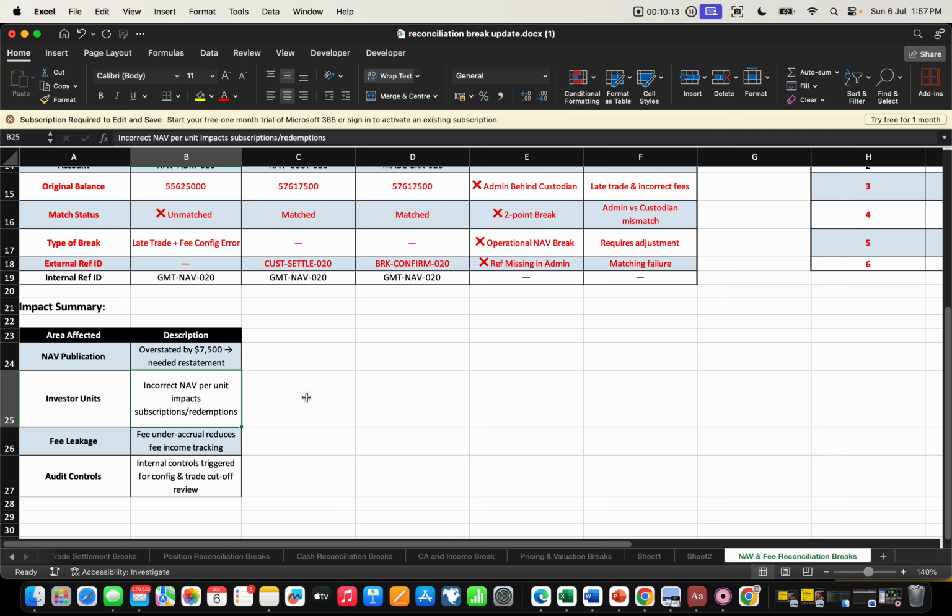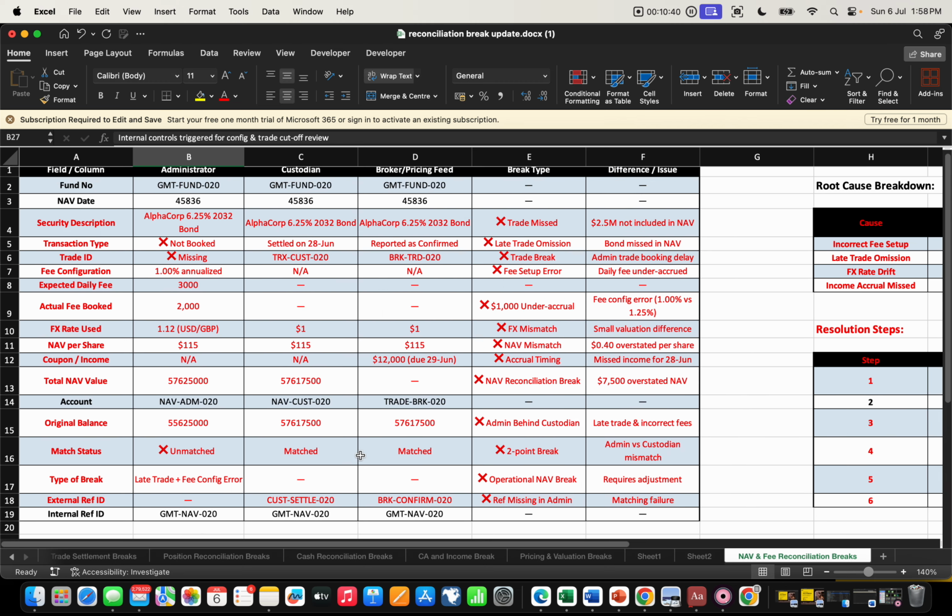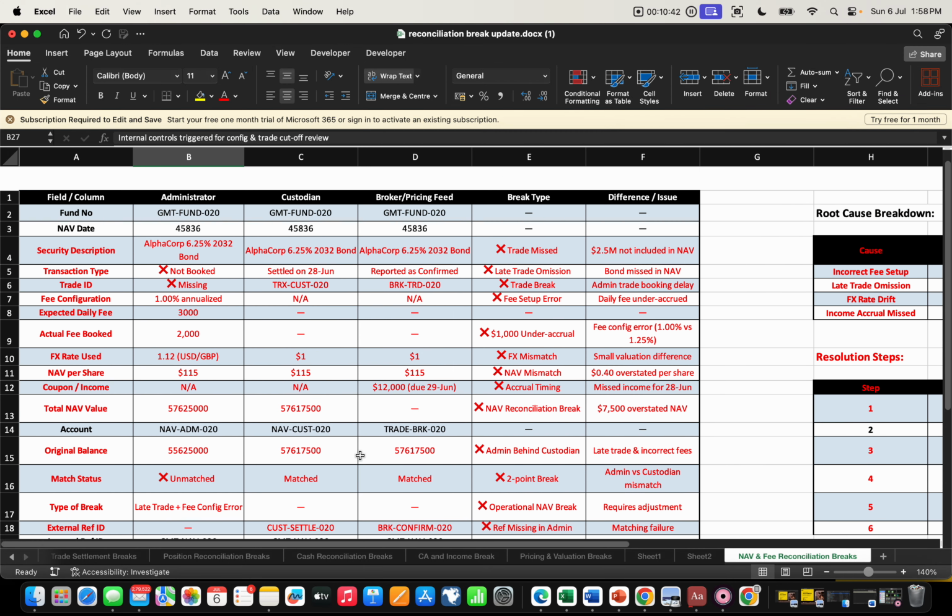Investor units will be incorrect. If you release without correction, investor units will get impacted. So instead of getting 100 units, somebody will get 90 units or 95 units. Okay, fee leakage also: fee under-accrual reduces the fee income tracking also. And audit control also: internal audit triggers, and a trade cutoff review also. So why this trade got omitted will get triggered in the internal system as well.